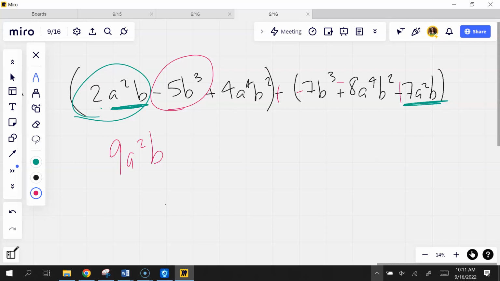Do I have any more b cubes? I do. So that would be minus 12b cubed. And then 4a to the 4 b squared, 8a to the 4. So negative 4a to the 4 b.